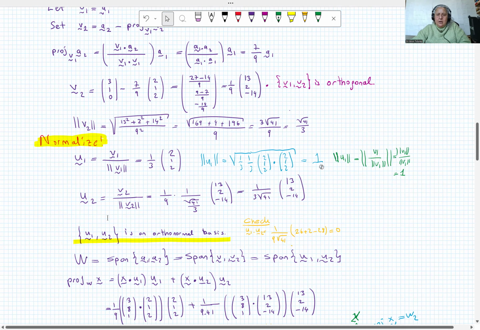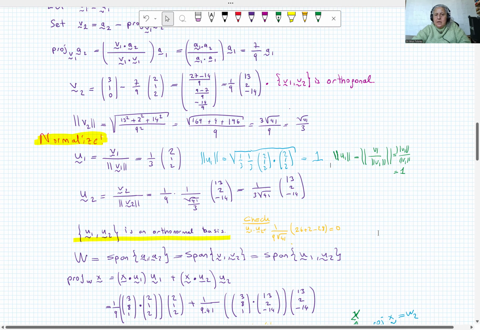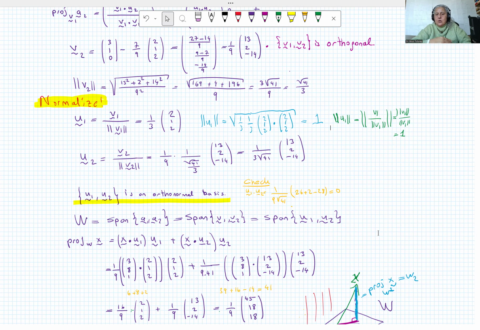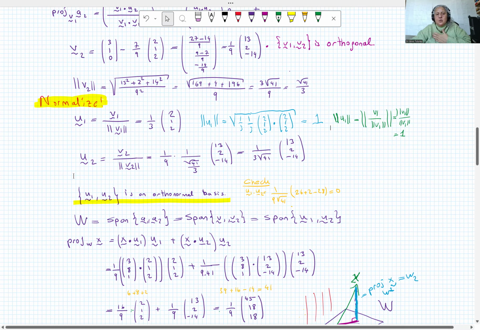Okay, now we calculate U1 and U2. Now U1 and U2 are an orthonormal basis. It is better to check our calculations all the time. You can quickly check by multiplying U1 times U2. If you do that, it needs to be 0 because of the orthonormal basis definition. Just checking your calculations in your problem solving situation. Okay.